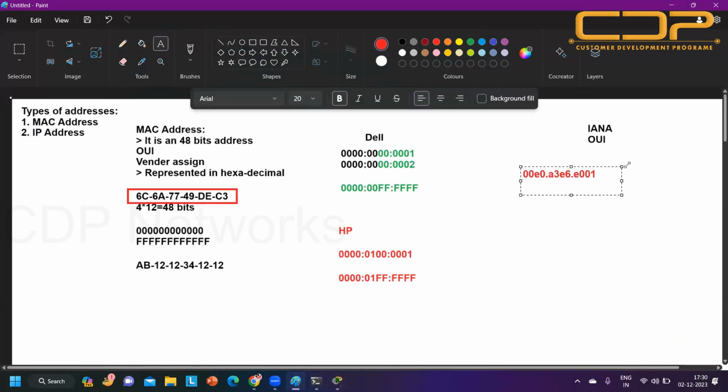Yes, see, there is no difference. There are 3 fields in Cisco IOS. In the Windows operating system you can see 1, 2, 3, 4, 5, 6 fields. 6 fields are there. In Cisco IOS 3 fields are there. But the total number of characters is 12. Fine.